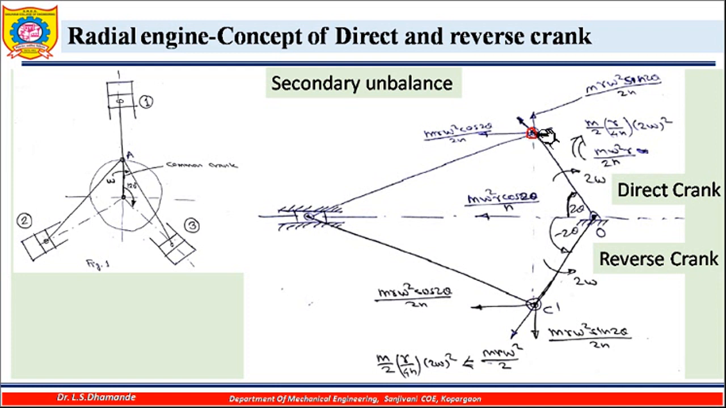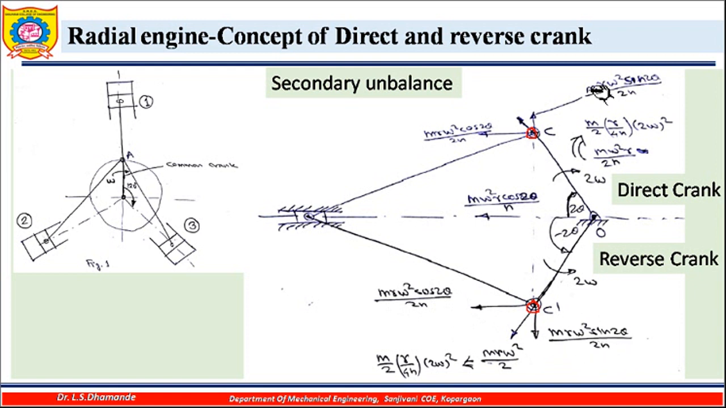Its vertical component will be m r omega square sin 2 theta by 2n and its horizontal component will be m r omega square cos 2 theta by 2n. Similarly, I am putting m by 2 on the reverse crank. This is also rotating with 2 omega. Its radius is again r by 4n and it is at minus 2 theta from this line of action. Now the force over here is m by 2 times r by 4n times 2 omega square. So its horizontal component is m r omega square cos 2 theta by 2n and the vertical force is m r omega square sin 2 theta by 2n.